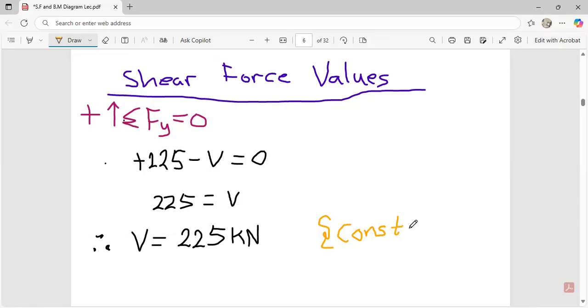If there was a variable, like if there was x attached to it, let's say 225x kilonewton, it should have been a linear variation. But in this case, because there is no variable attached to it, it becomes a constant variation.